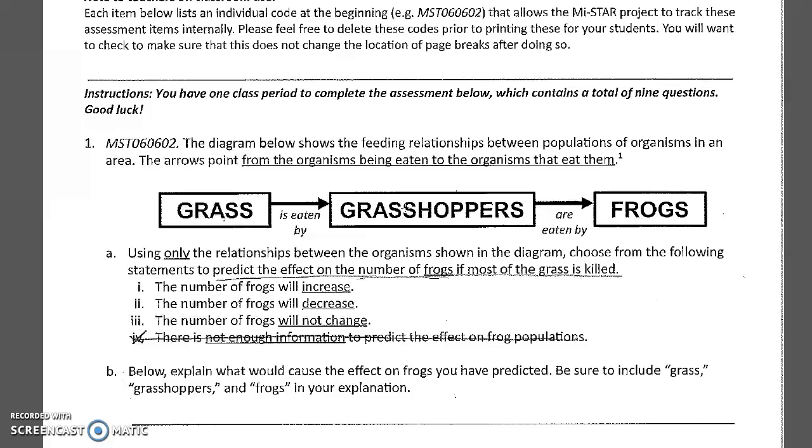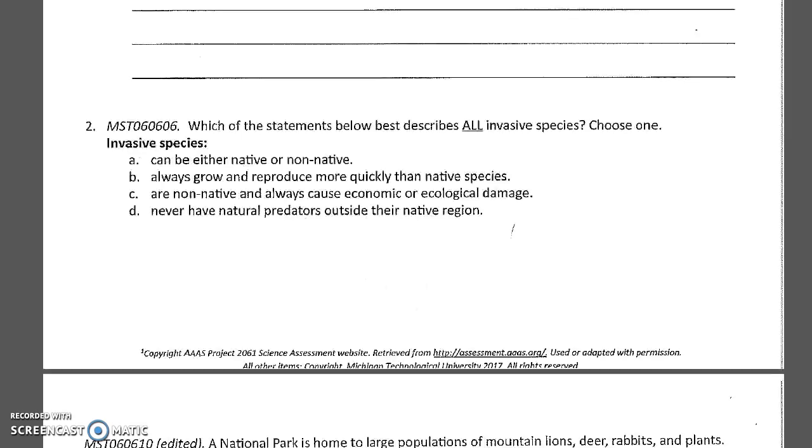A. Using only the relationships between the organisms shown in the diagram, choose from the following statements to predict the effects on the number of frogs if most of the grass is killed. So if the grass is killed, what happens to the frog population? Number 1, the number of frogs will increase. Number 2, the number of frogs will decrease. Number 3, the number of frogs will not change. 1b. Below, explain what would cause the effect on frogs you have predicted. Be sure to include grass, grasshoppers, and frogs in your explanation.